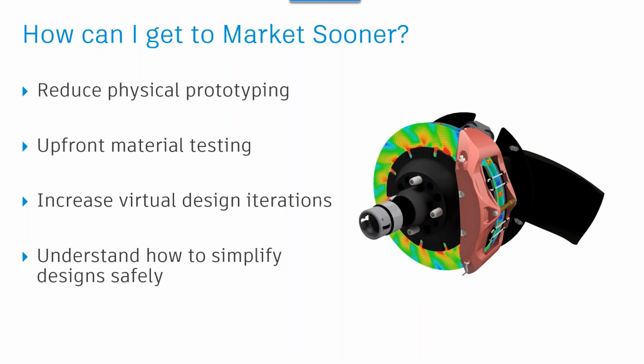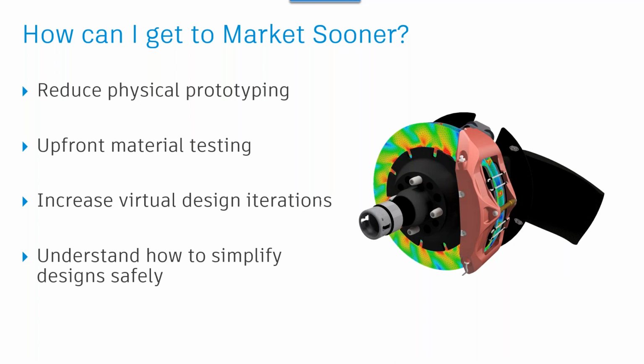And lastly, how can I get to the market sooner? One of the key things that I mentioned earlier is, using simulation, you're actually reducing the time by removing the aspect of physical prototyping. You might do a physical prototype in the end at some point, but you can understand different designs, different materials, different loading conditions beforehand in your virtual simulation environment before actually jumping into physical prototyping.